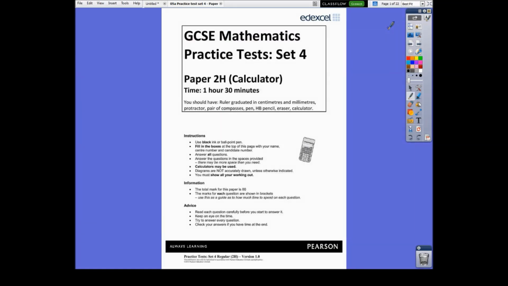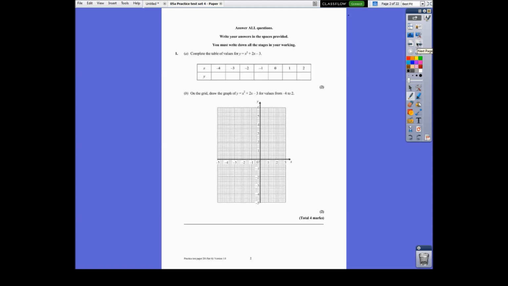So this is the Edexcel practice test set 4, paper 2H. Question 1. Complete the table of values for y equals x squared plus 2x minus 3.